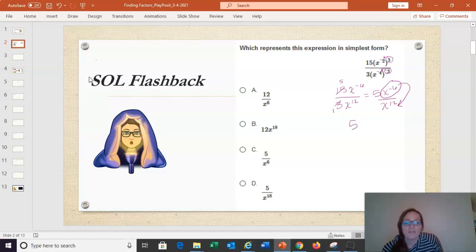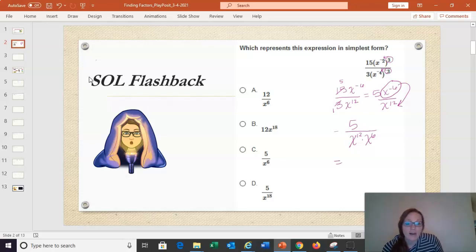So we're going to end up with 5 over x to the 12 times x to the 6. When you move it to the denominator, it makes it positive. It's kind of like multiplying by the reciprocal. So again, you're not really flipping because the x to the 12th didn't go to the top. You're just moving the negative part.